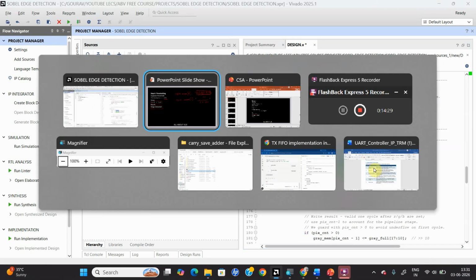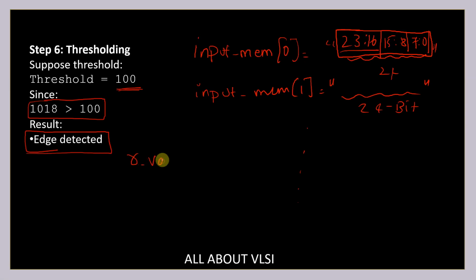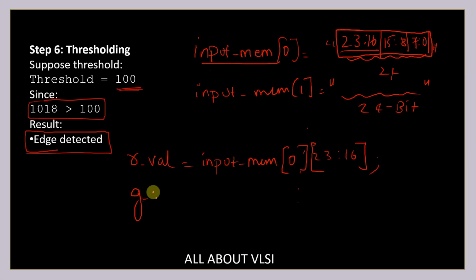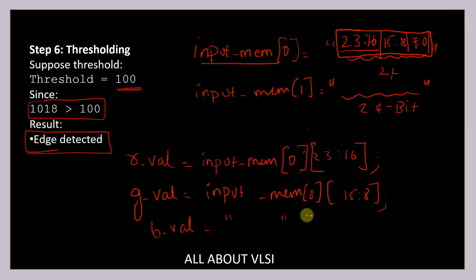So what do I mean by this? Here R underscore value is equal to this particular memory. First, we are trying to access the first location, which is 0, and in this first location, we access 23 down to 16. Again, G value is equal to the first location of input underscore mem, which is 0, next 15 down to 8. Next, blue value is input underscore mem, first location, 7 down to 0.